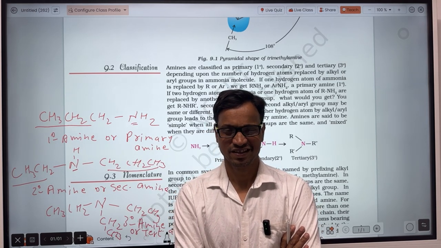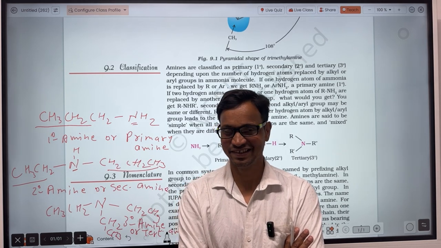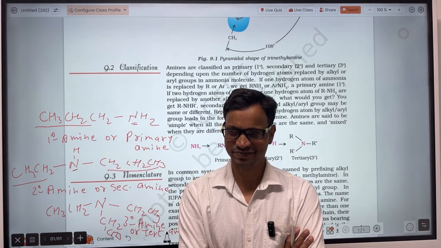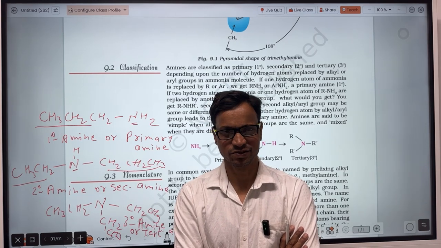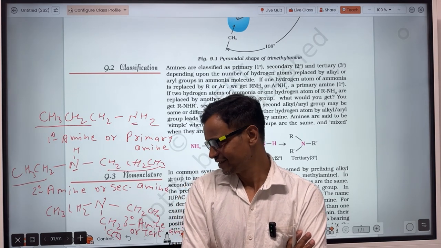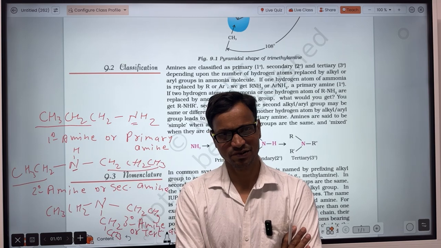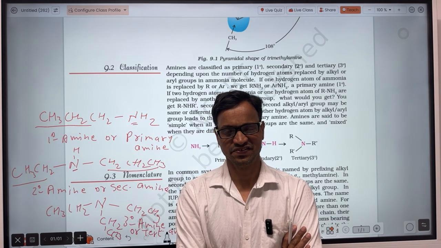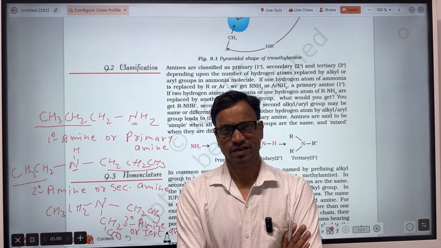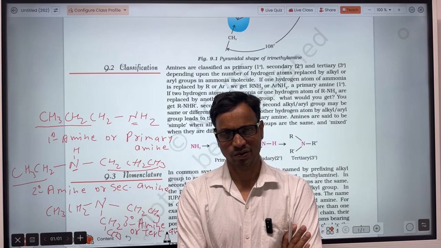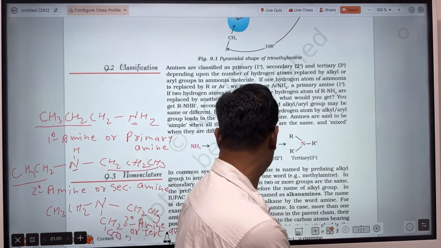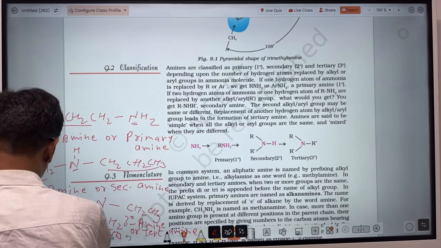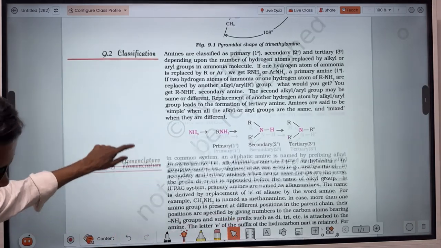Okay guys, that was about classification, which is very easy in this case. The classification in haloalkane and in the case of alcohol was also not difficult, but here the classification of amine is something different from that of the haloalkane or from the alcohol chapter. Okay, that was about the classification. Now let's see the nomenclature.